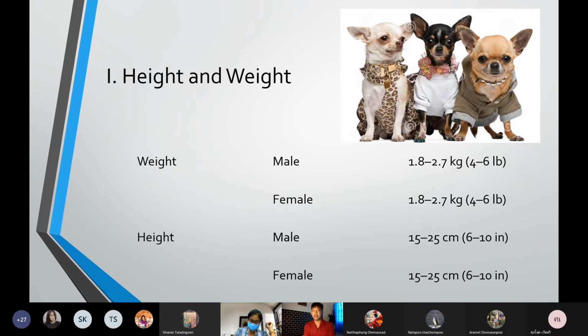First, I'm going to tell you about the height and weight of Chihuahua. The weight for male and female, they are pretty similar. As you can see on the right, 1.8 to 2.7 kilograms or 4 to 6 pounds. For the height, they are pretty similar also. The male and the female Chihuahuas have 15 to 25 centimeter height. See? Now let's move on to the next point.